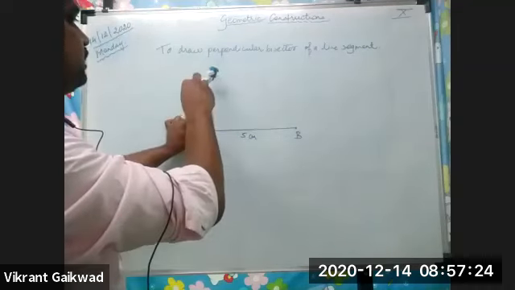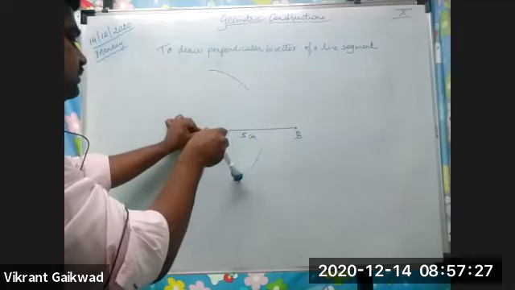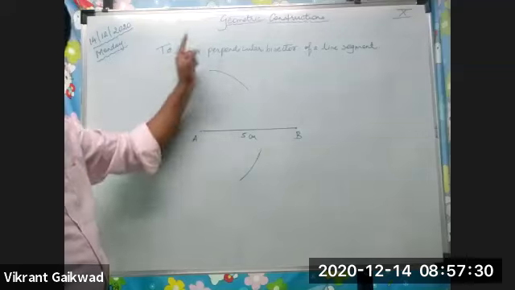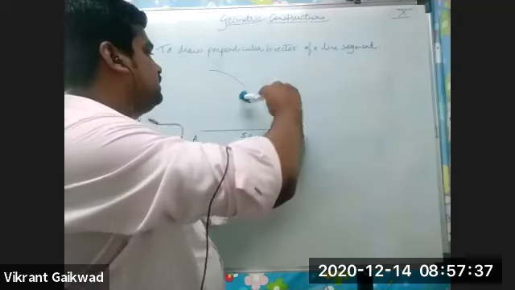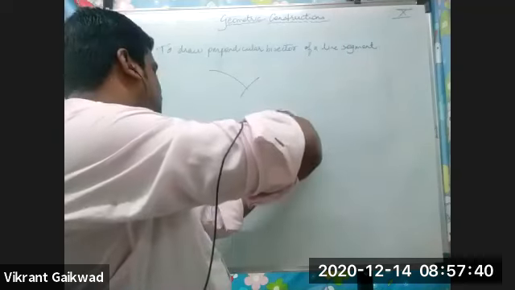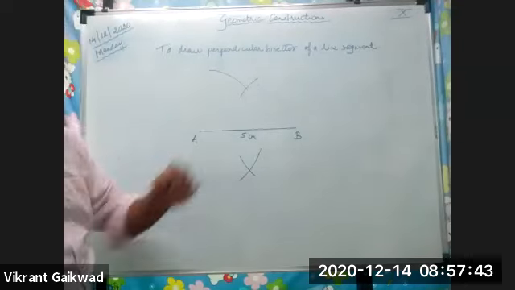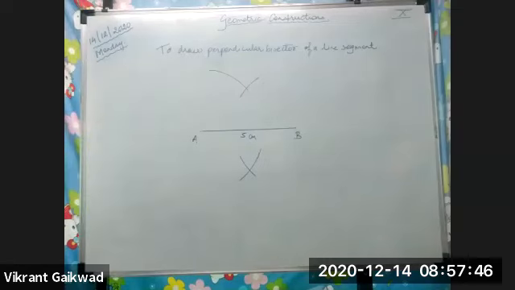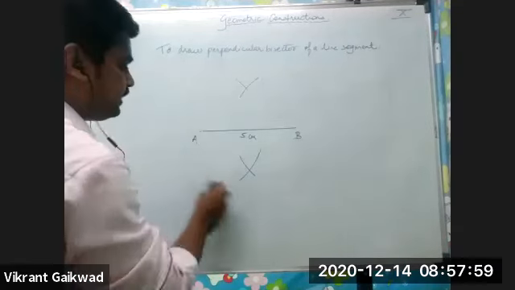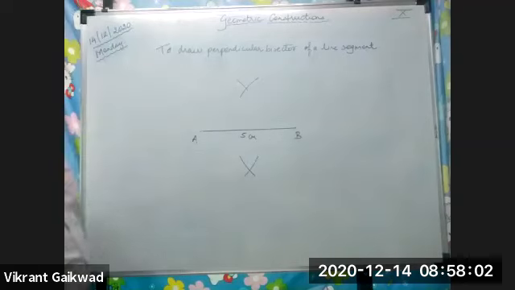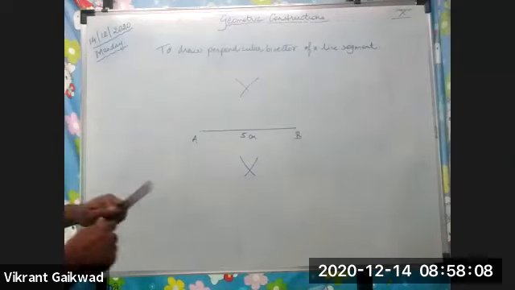From point A, keep the tip at A, arc up and arc down. Same distance at point B, arc up and down. After that, you have to join the two arcs. To make it more attractive, you can cut the arcs shorter. After that, join the two arcs.